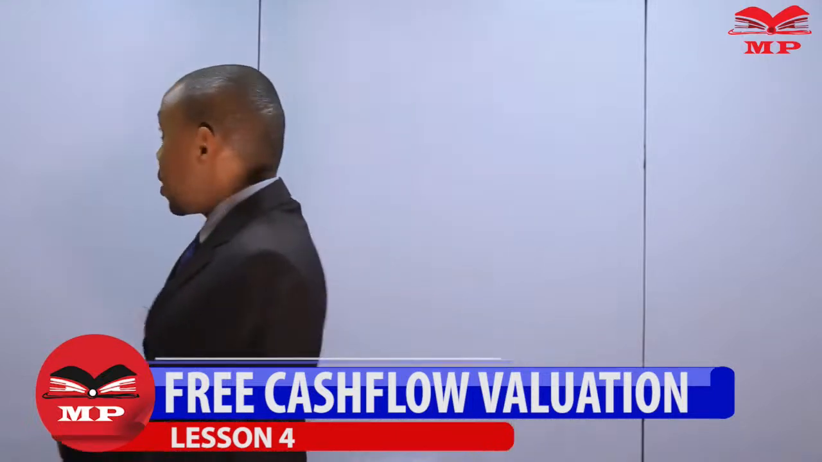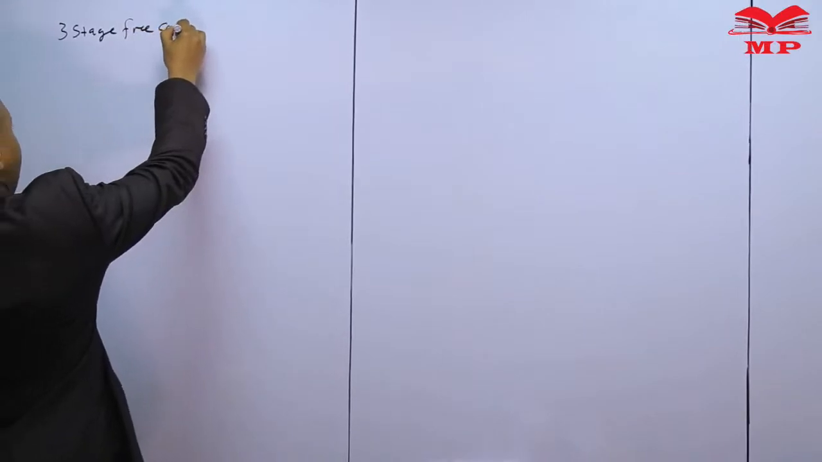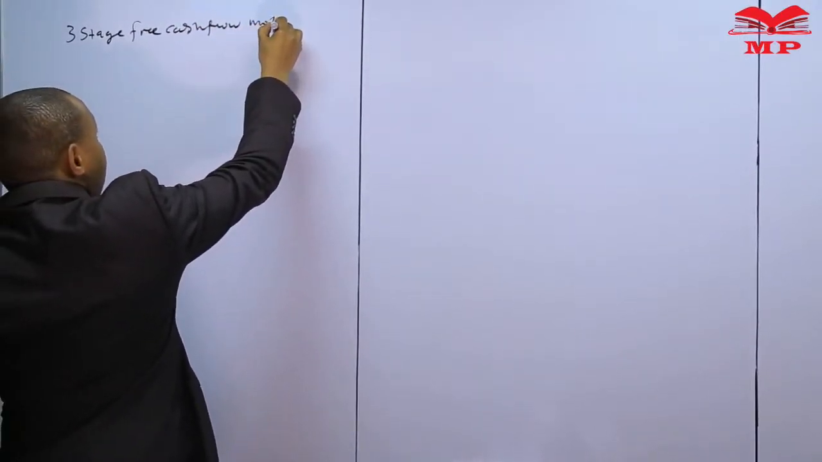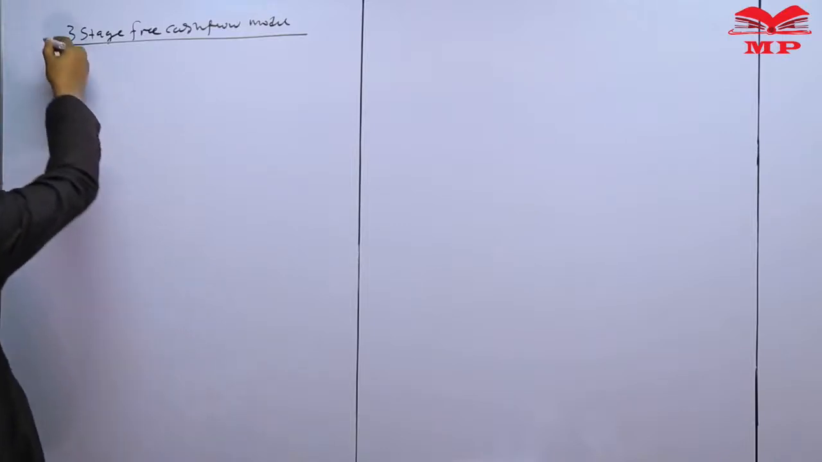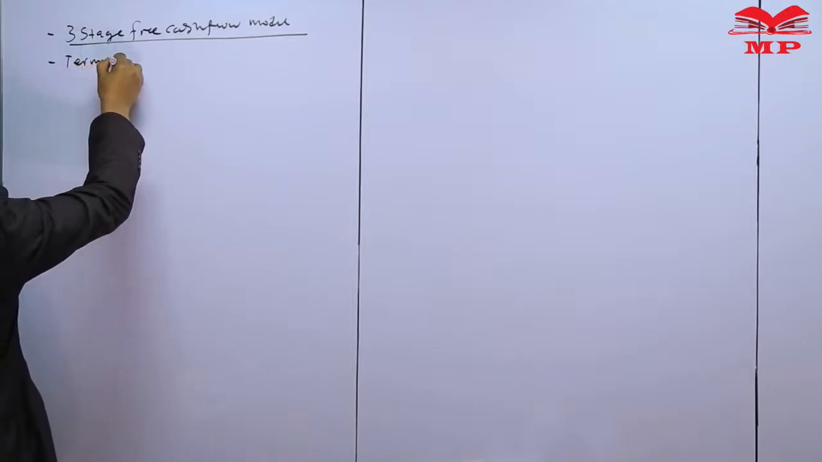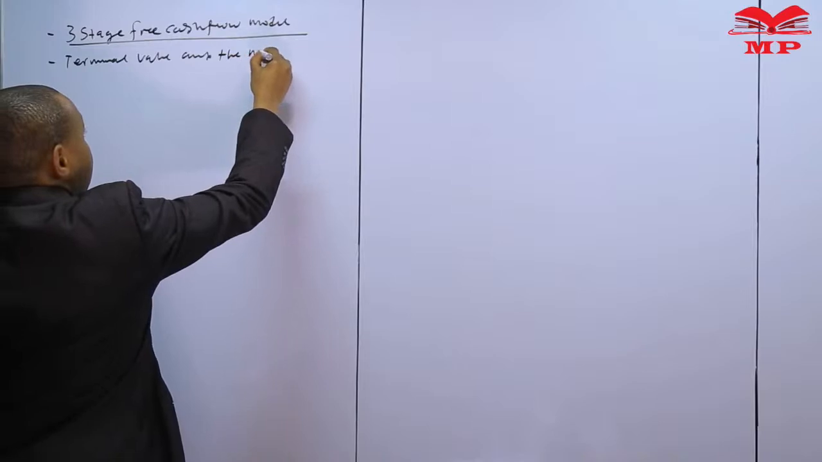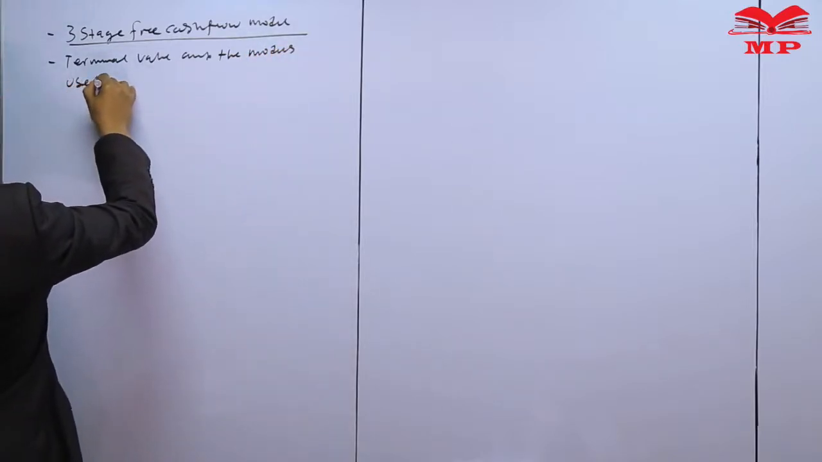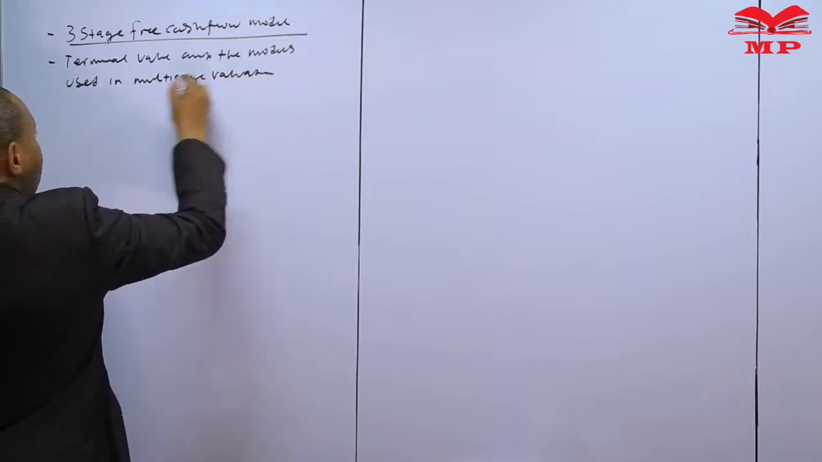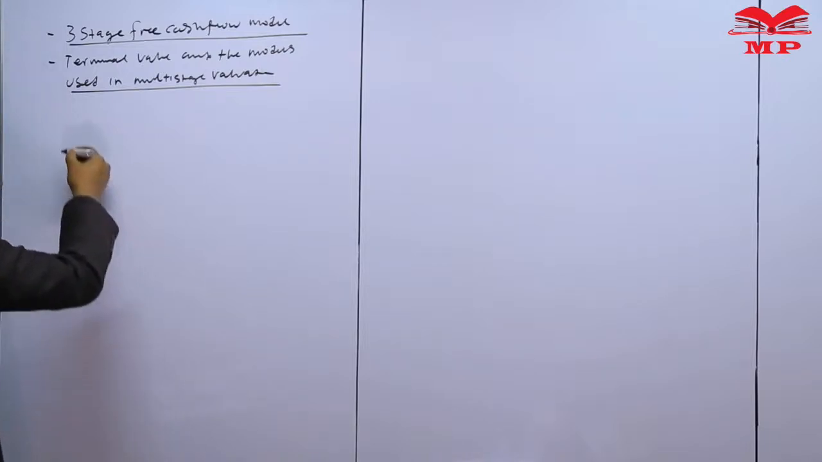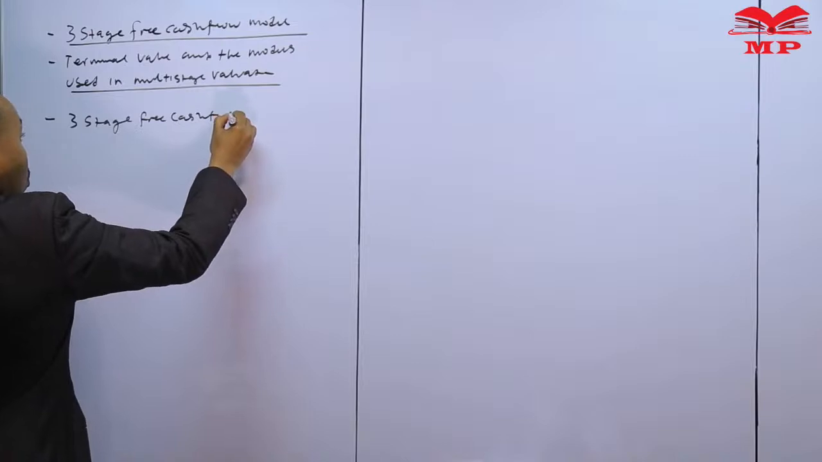In lesson 4, what we will look at? We will look at the three-stage free cash flow model. As an example, we will demonstrate the three-stage cash flow model. As well, we will also look at the terminal value and the models used in multi-stage valuation. So to start off, let's look at the three-stage free cash flow model.